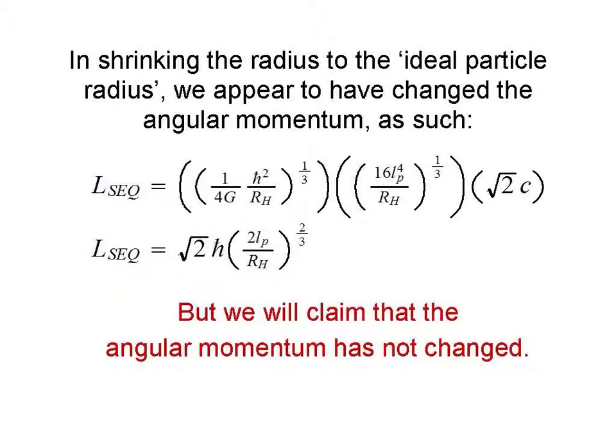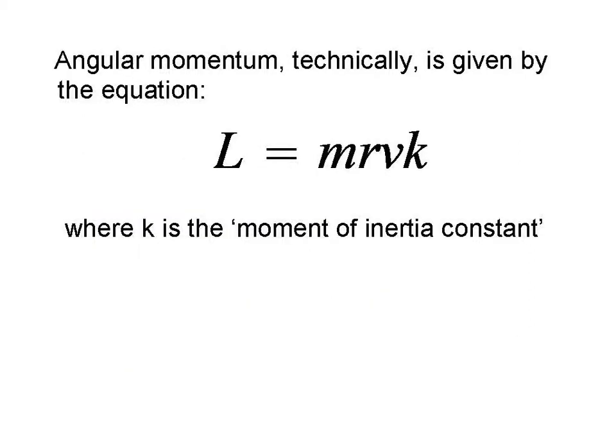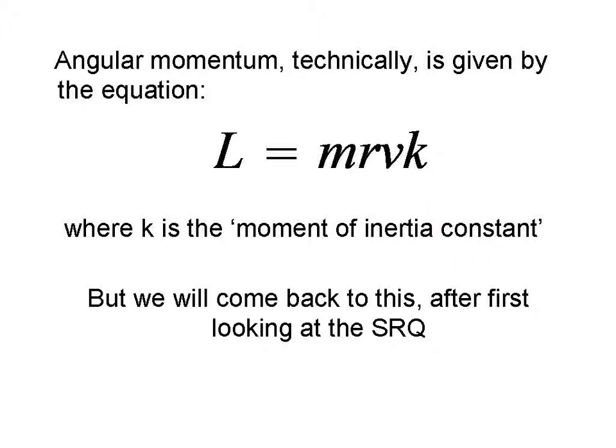But we're going to claim that the angular momentum has not changed. Angular momentum technically is given by the equation L is equal to the mass times the radius times the tangential velocity times a constant k, where k is the moment of inertia constant. But we will come back to this after first looking at the small radius quantum.